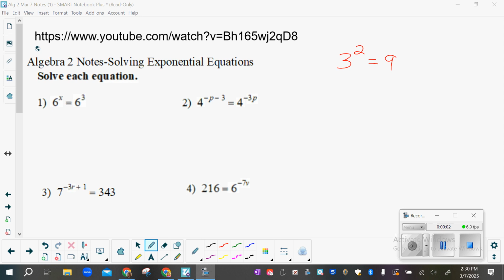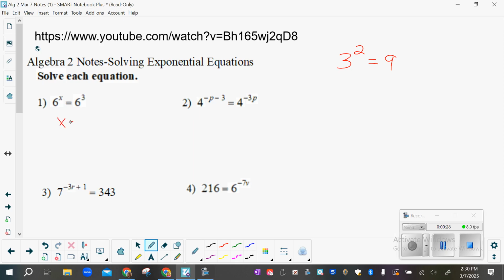So on problem number 1, our base is the same. We want to get our bases the same in all of this, and they are the same. So anybody have any idea what we could do to solve that? Since the bases are the same, can we find out what x is? Yeah. You gotta make it the same. That's right. So good.